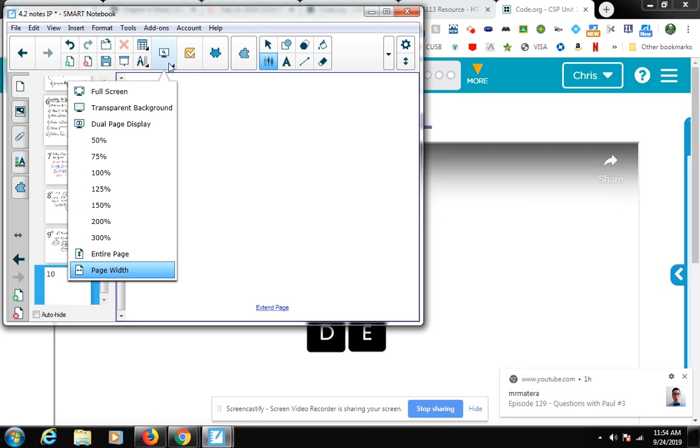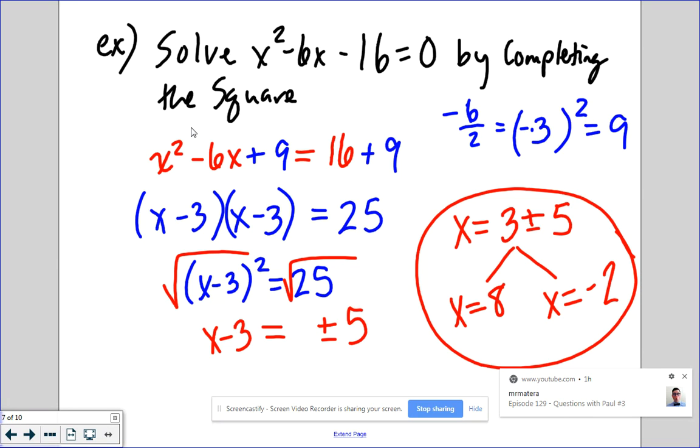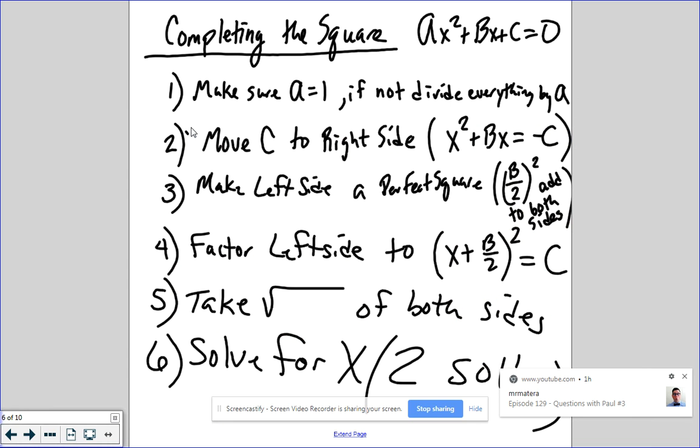All right, so we're going to pick up where we left off yesterday. Yesterday we finished talking about how to complete the square. Just a quick review of that. Rules for completing the square. You have to make sure your lead coefficient is 1.